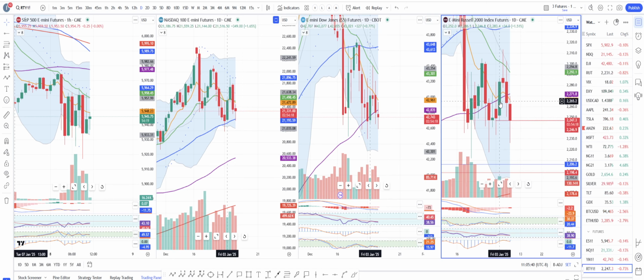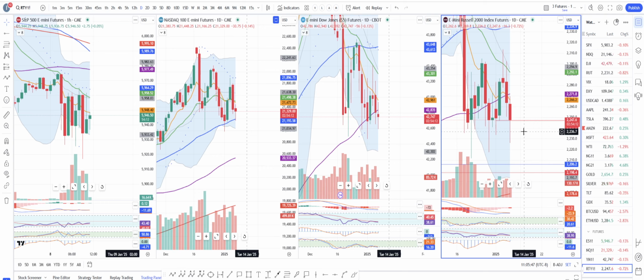Just check the bottom, the low of this green candle. It will give you a sign.